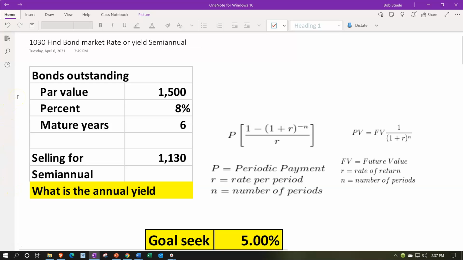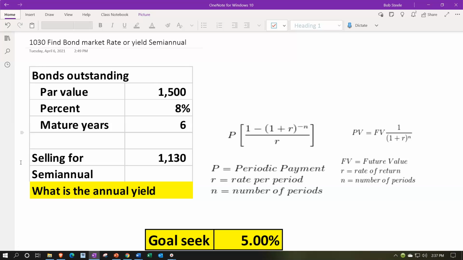So we have the information up top: the bonds outstanding, par value 1,500, the coupon rate of the bonds 8%, and then the maturity in years is going to be 6 years, but the payments are now semi-annual as opposed to annual payments. Now, instead of having the market rate or yield to figure the price, we now have the selling price, and we want to back into the market rate or the yield calculation.